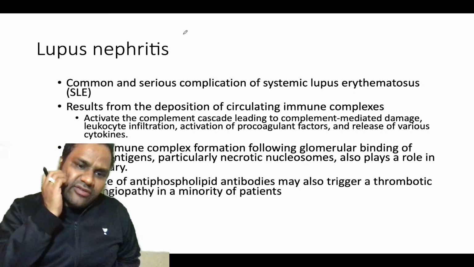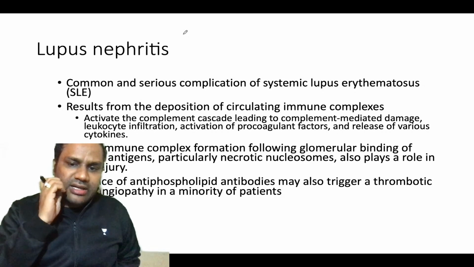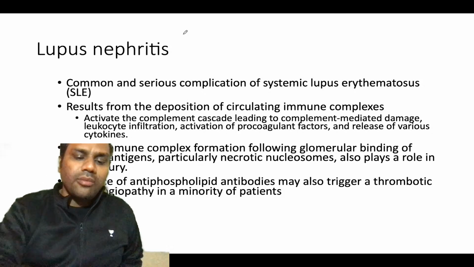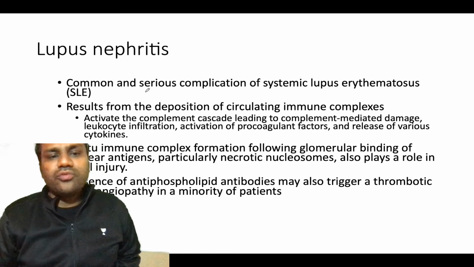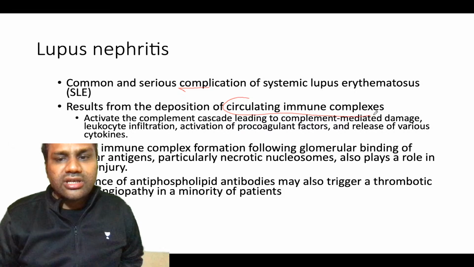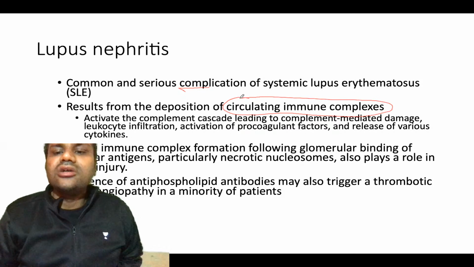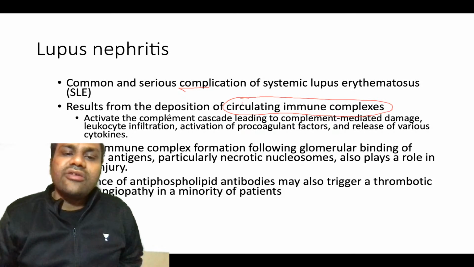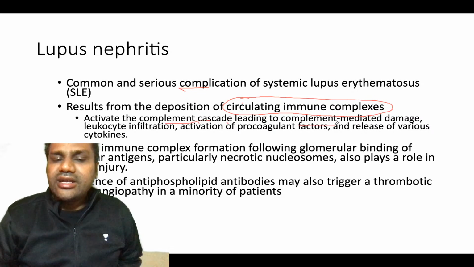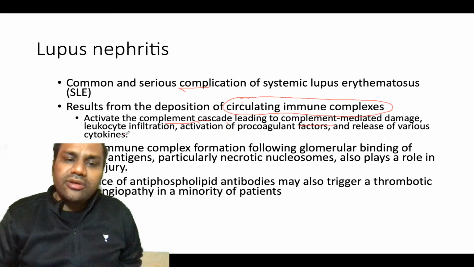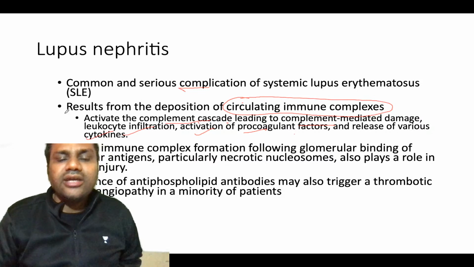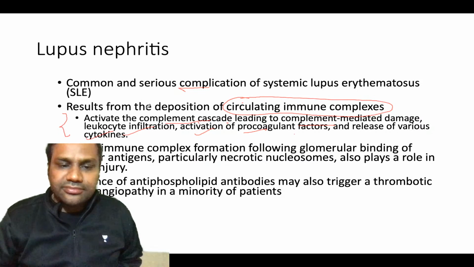When we talk about lupus nephritis, I have already talked about most of it. It is a common and serious complication of systemic lupus erythematosus. It results from deposition of circulating immune complex. This circulating immune complex activates the complement cascade, which leads to complement-mediated damage, and then there is leukocyte infiltration, activation of procoagulant factors, and release of various cytokines. So this is done by the immune complex.